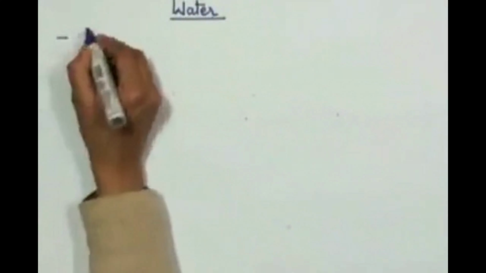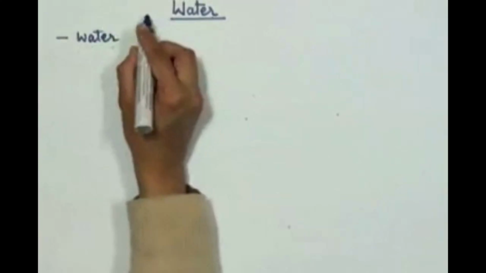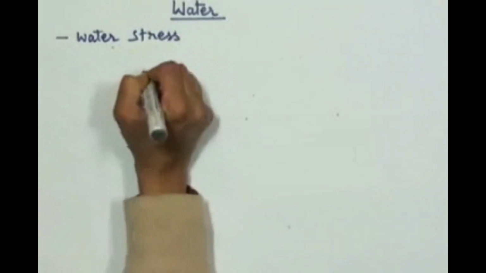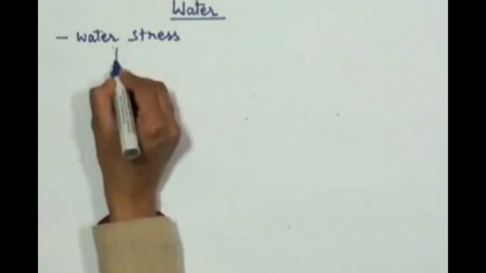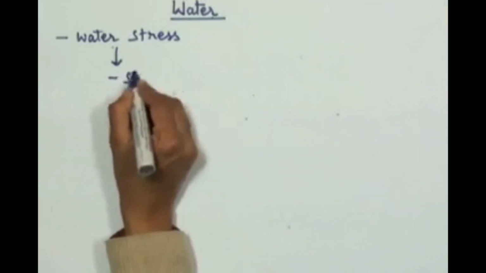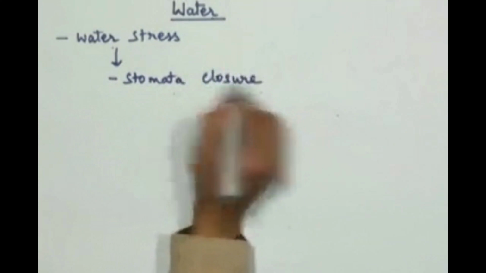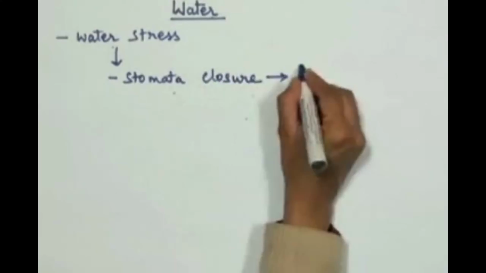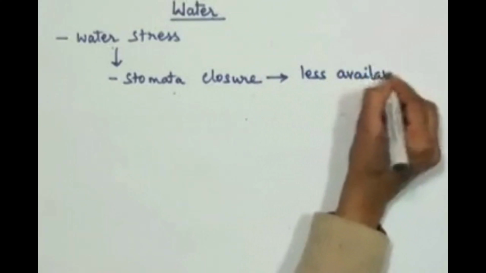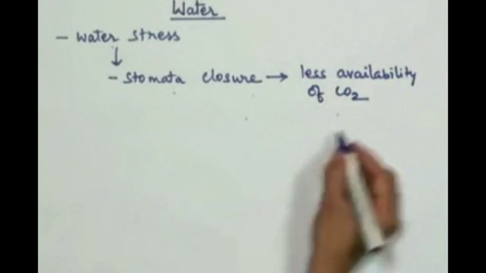Whenever there is water stress, it could be increase in water or decrease in it, which causes a water stress. This water stress causes stomata closure, which indicates less availability of carbon dioxide and hence less photosynthesis.